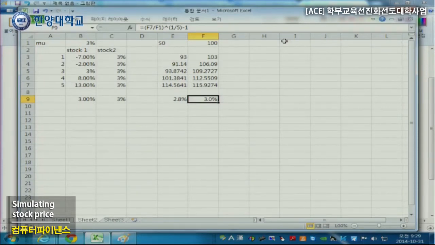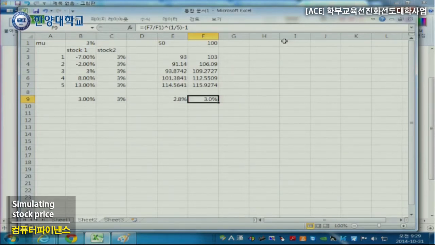So both of them have the same expected return, the same return per year over the 5 years. But the first stock has volatility, and the second does not. And since it has volatility, its holding period return is actually lower than 3%. Do you know what I'm saying? Again, both of them are the same 3% per year.